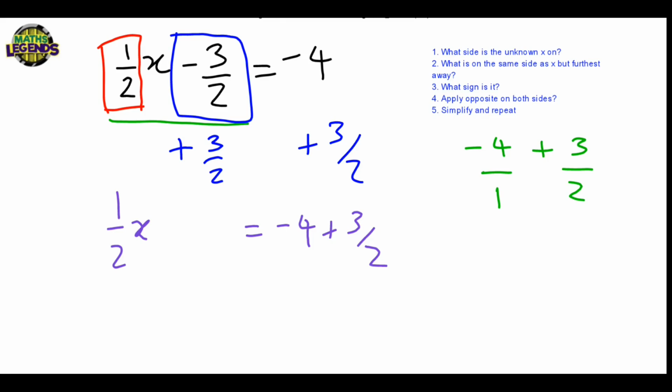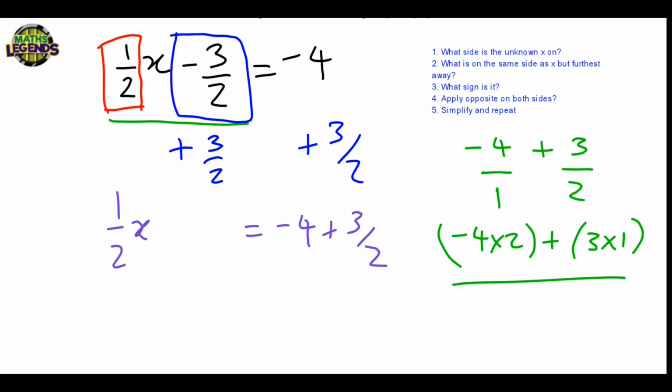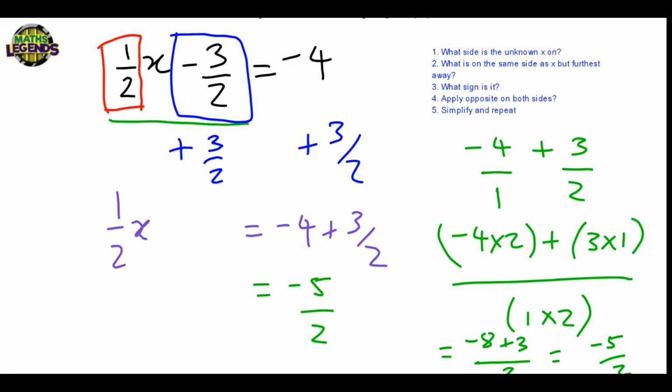So we have minus 4 times 2 plus 3 times 1 all over 1 times 2. This simplifies to minus 8 plus 3 all over 2. And that becomes minus 5 over 2. So over here we can write minus 5 over 2. This remains as 1/2 x.